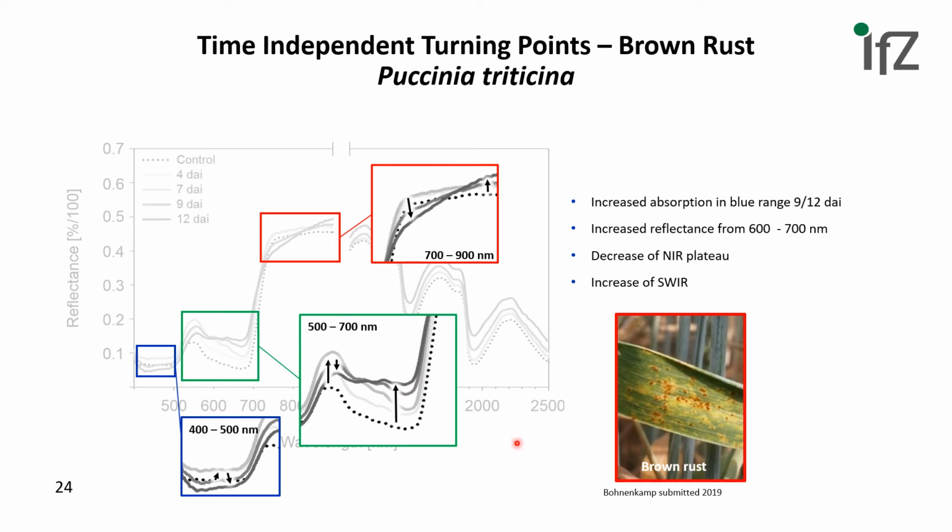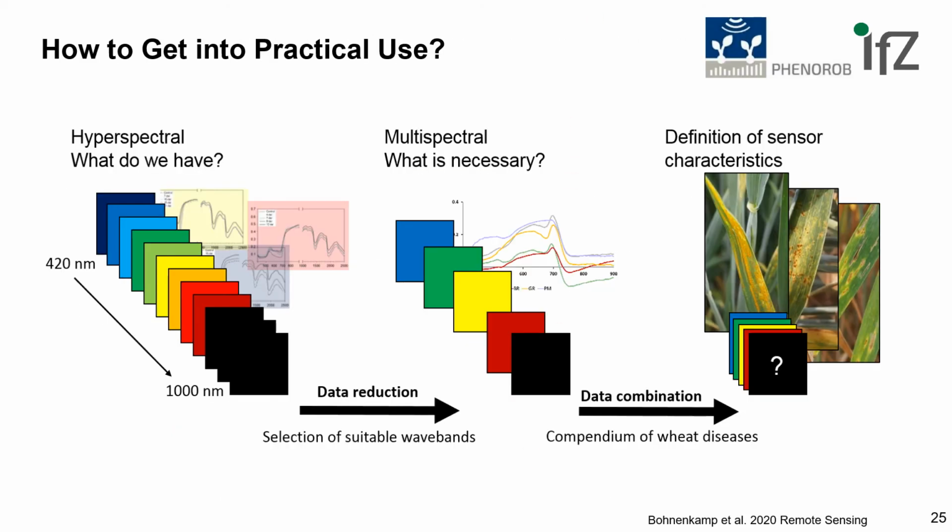And these time-independent turning points can be applied in the field if you want to identify a disease in the field without knowing when the pathogen was inoculated. But all this is still very complex, and it is very complex to assess all this hyperspectral data, to store and to handle this hyperspectral data.